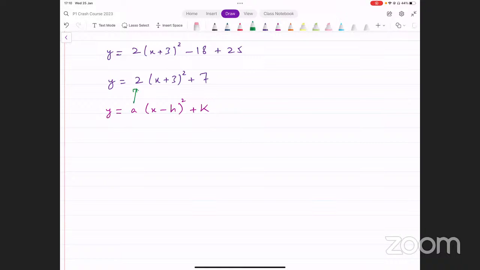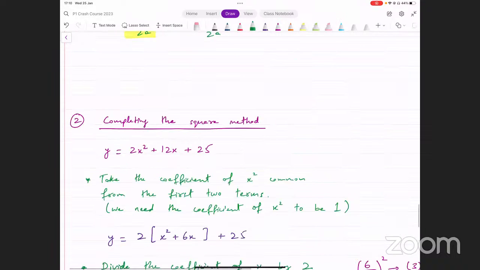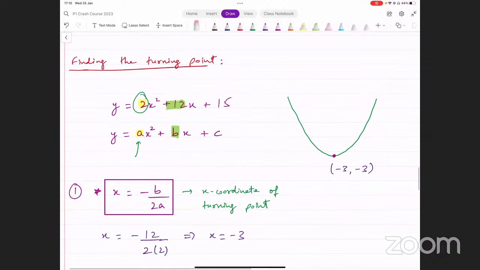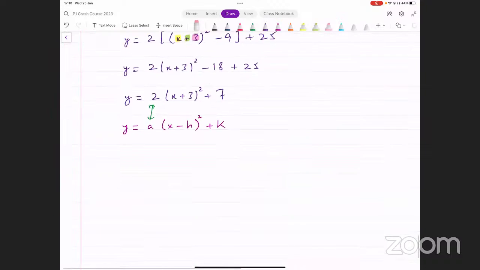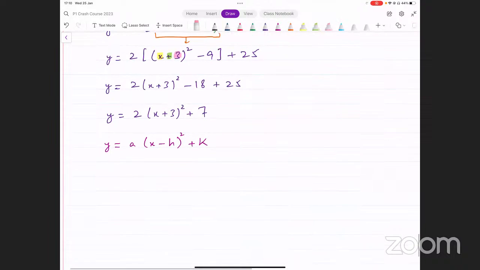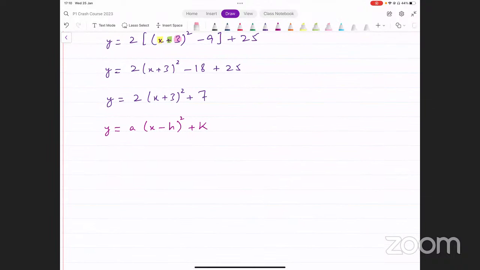Now, what does that mean? This number outside, this is a. This a is the same as the a that you have in this form. Okay, this is also 2. That's always going to be the same. Then you have a bracket in which you've got x minus or plus something. And then you have some number added or subtracted outside the bracket as well. So this is another form that we've got. This is called the completed square form. This is the standard way of writing this.